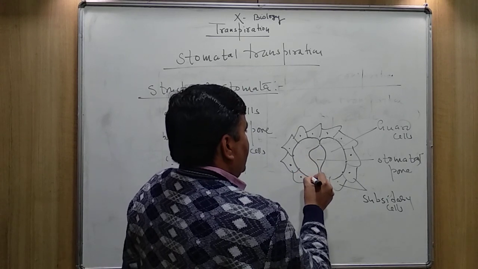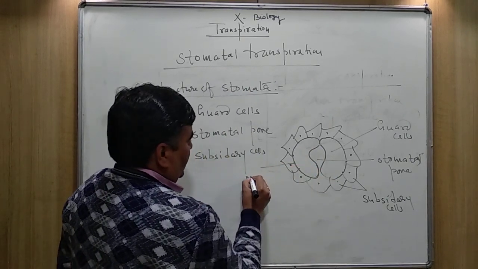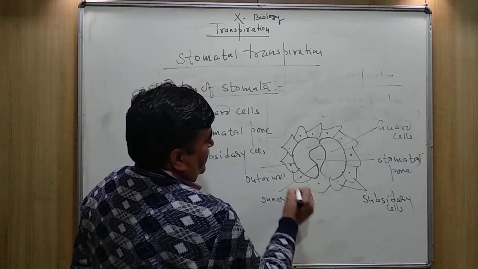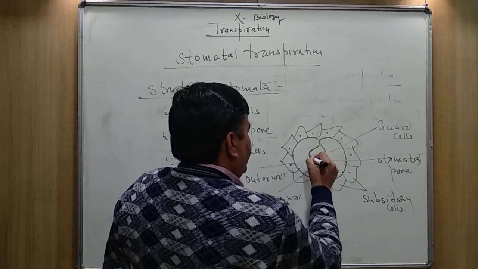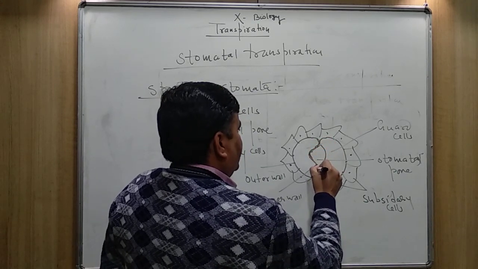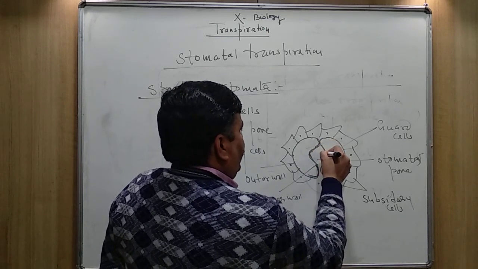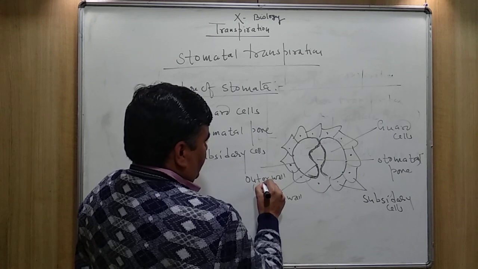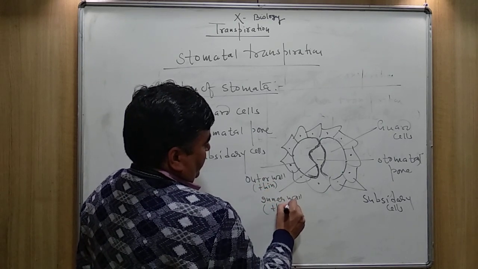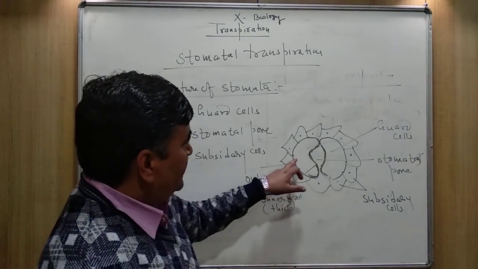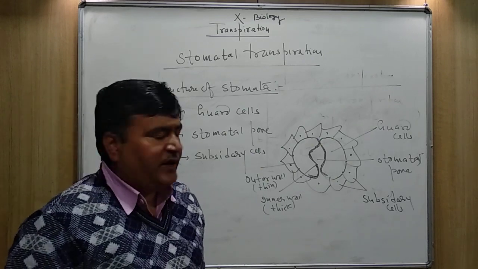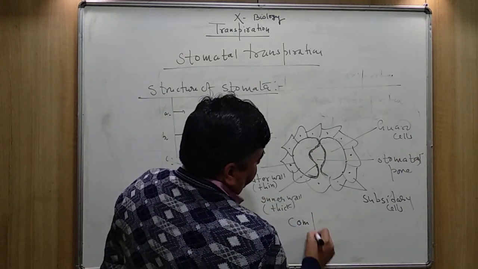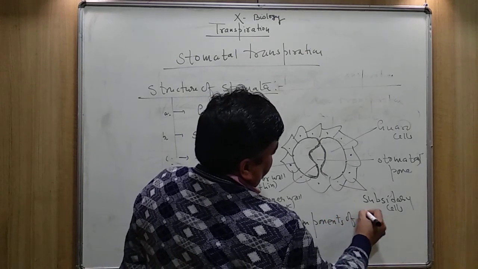The stomata has two walls. This is the outer wall, and this one is the inner wall. The inner wall is very thick, and the outer wall is very thin. The thickness of the inner wall and the thinness of the outer wall helps in the stomatal movement. I will cover that in the next study. So overall, these all are the components of stomata.